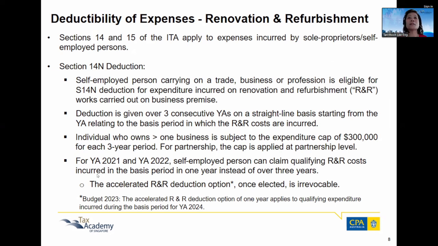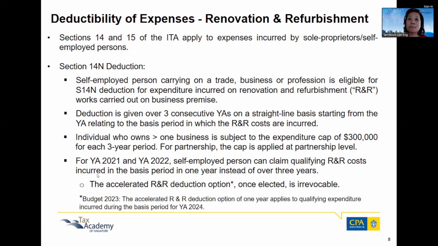Okay, so a self-employed person may incur expenses, R&R works carried out on his business premise. So we're going to give him deduction. How are we going to give him the deduction? It is over 3 consecutive YAs on a straight line basis. For instance, if he incurred 90,000 R&R cost, he divides by 3, so 1 year will be 30,000, the following year 30,000, and the following year 30,000. So over 3 years, we allow you this deduction. IRAS will allow this deduction.